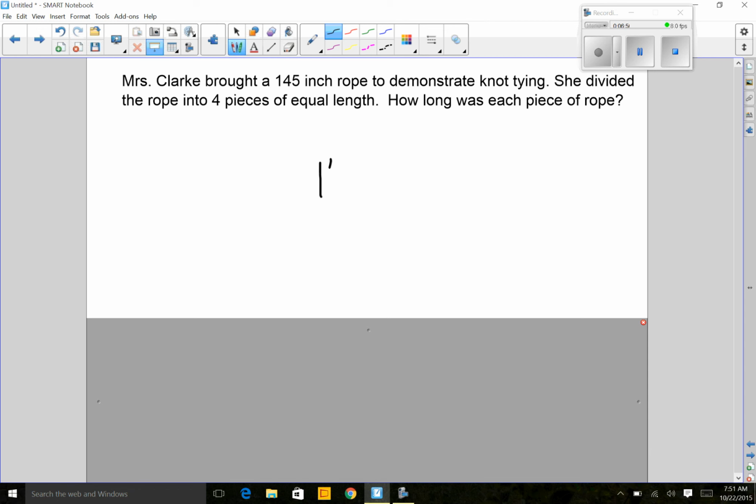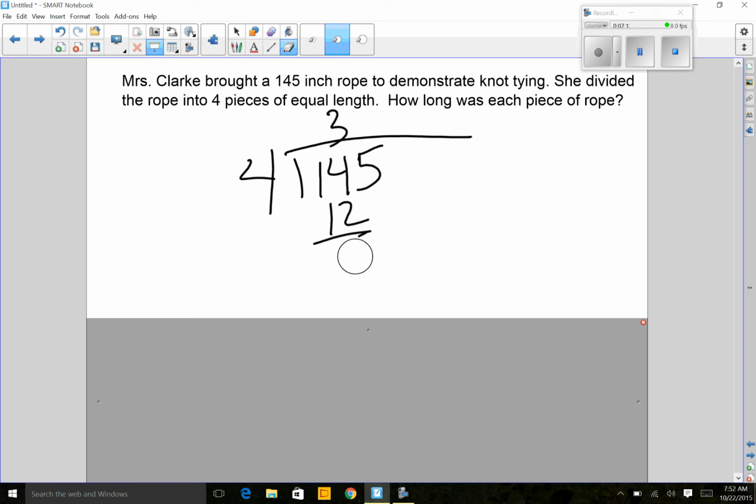So in this case, I'm going to divide 145 divided by 4, because I want to know how many equal groupings of 4 I can make. So 4 doesn't go into 1, it goes into 14 3 times. Sorry, I was looking at the 5 when I did that. So 14 minus 12 is 2, and I'm going to bring down the 5, and 1. So now I have a remainder of 1.